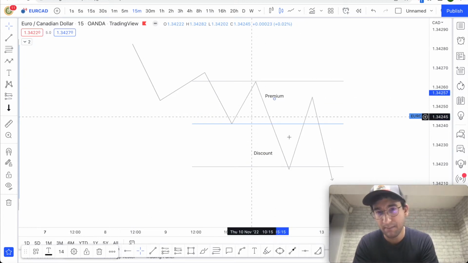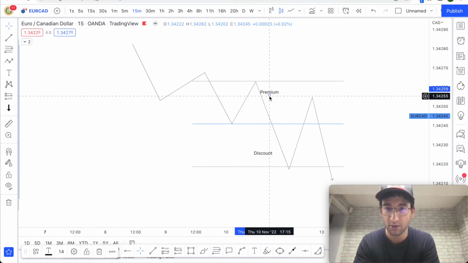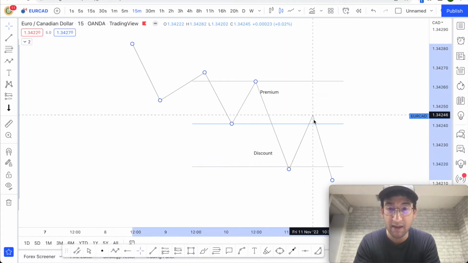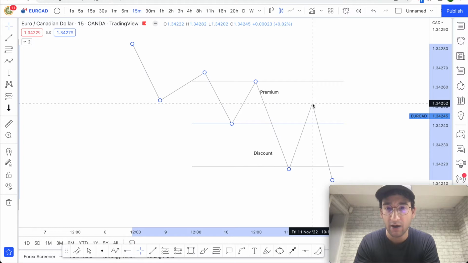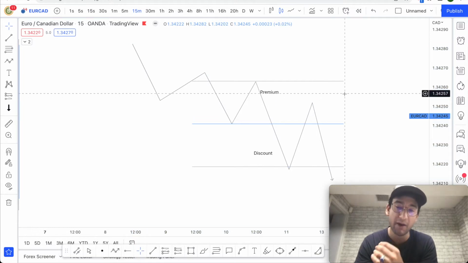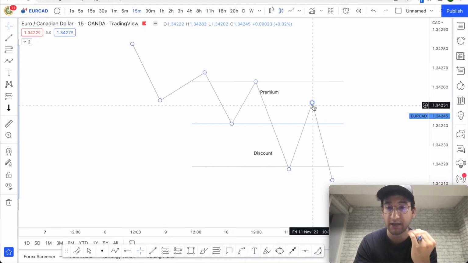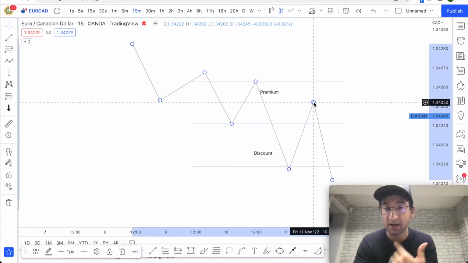When prices are going bearish, we're always going to refer to the premium zone. This is where we want to be selling. If prices come near or at the 50% over here, are we interested to sell? No. We want to wait for prices to get to our premium, because this is the better price. This is the best price that we want to sell our currency at, where we feel that someone's going to buy this currency from us.